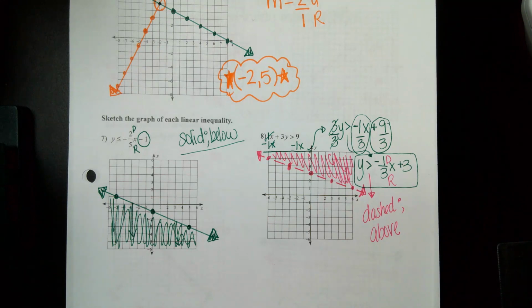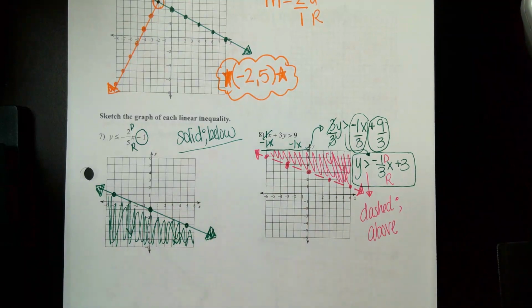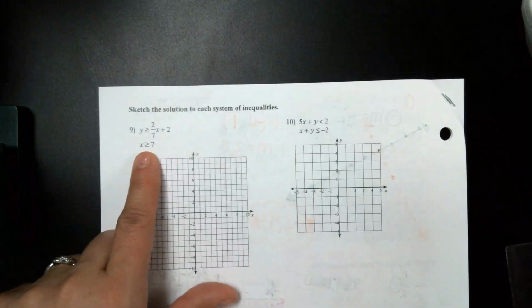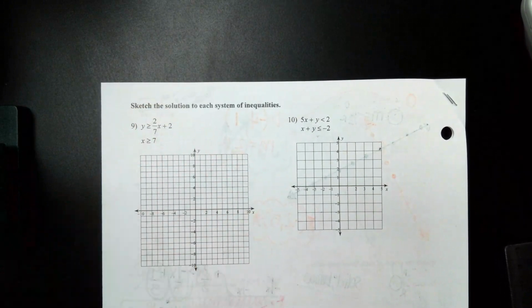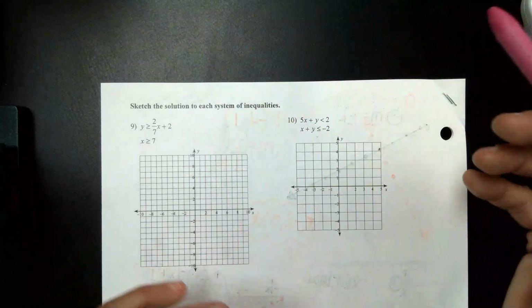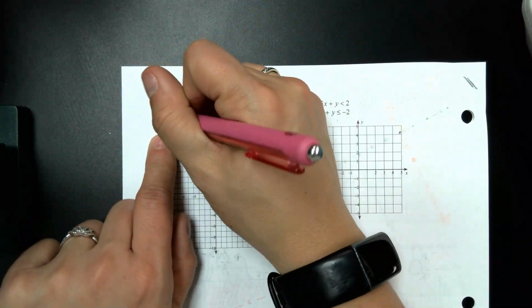Everybody good with 7 and 8? Because the only thing left on the back are systems. So systems of inequalities. So you're going to have to graph 2 of them on the same coordinate plane and then do some shading. Okay, so this one's the nice one because both of them are in the form we need them to be in to graph. These are both in standard form, so we'll have to move things around before we can actually do the graphing. But for number 9, let's start with the top one.